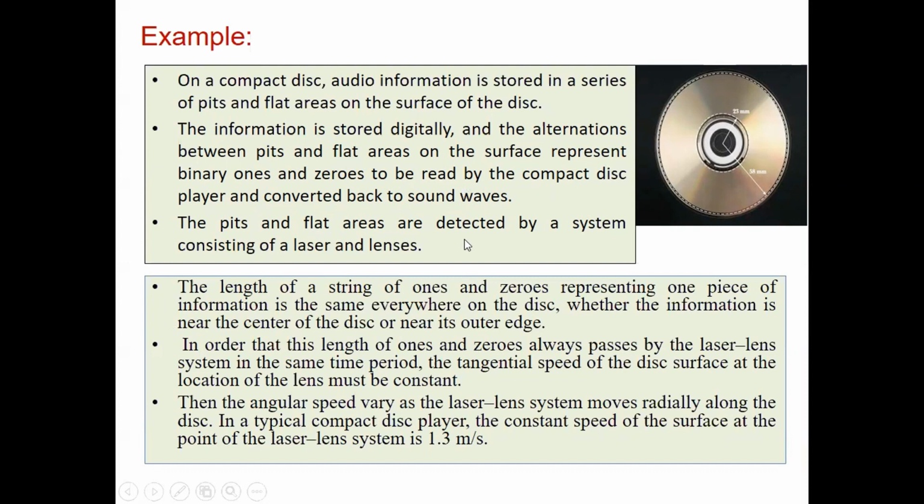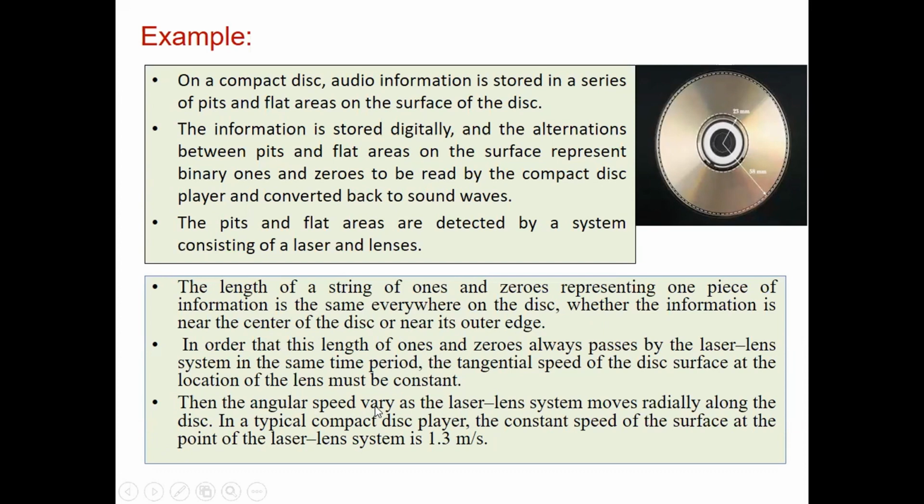The pits and the flat areas are detected by the system, which consists of lasers and lenses. So the length of the strings of ones and zeros representing one piece of information is the same everywhere on the disk, whether the information is near the center of the disk or near the outer edges. So in order for the length of ones and zeros to always pass by the laser lens system in the same time period, the tangential speed of the disk surface at the location of the lenses must remain constant.